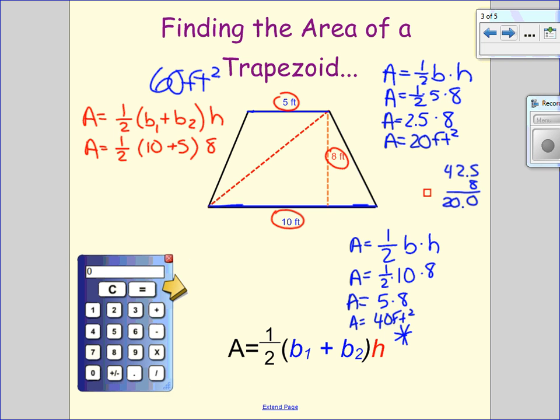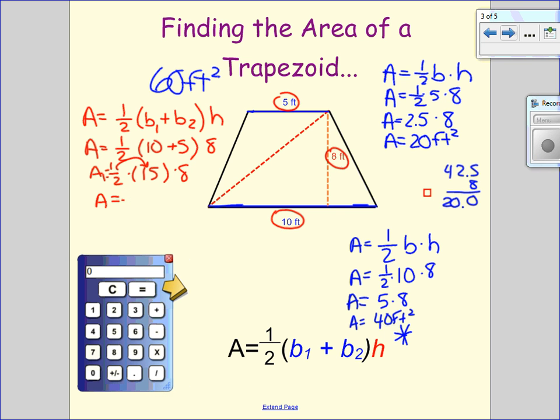Okay, do what's in parentheses first. So area equals 1/2 times 15 times 8. Okay, now we have to remember our distributive property because these are in parentheses. 1/2 gets distributed to the 15. So what is half of 15? 7.5. Oops, I shouldn't have written that in there.